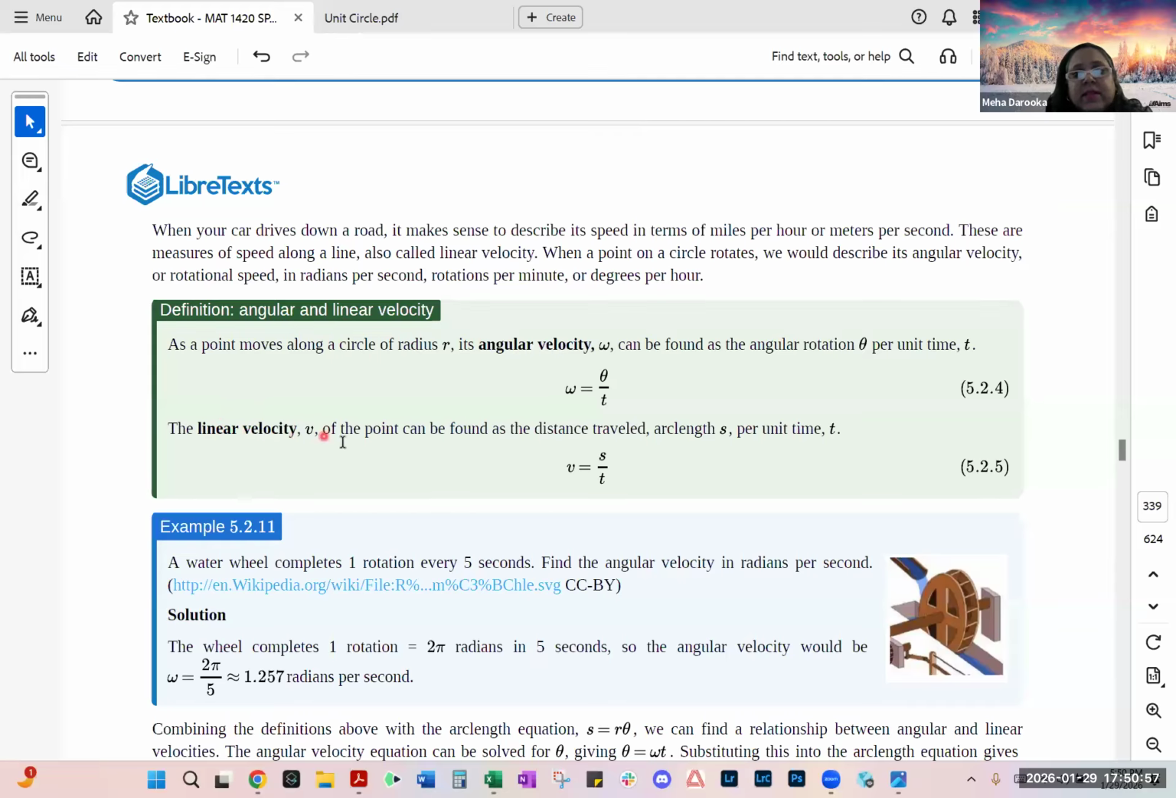Now, for linear velocity, we use the variable v. The linear velocity of a point can be found by the distance traveled. And since we are talking in terms of a circle, your distance traveled in this case would be the arc length, s, and again, based on the unit of time, so s divided by t. So you can see the two formulas here for angular and linear velocity.